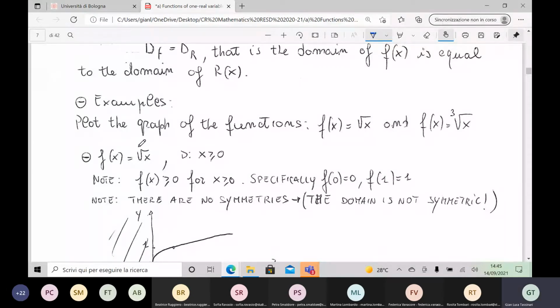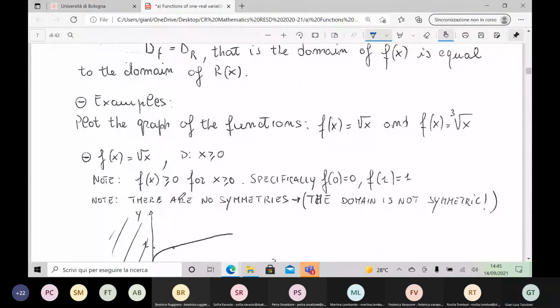Well, a square root, in its domain, is always positive. The square root of 9 is 3. The square root in its domain is always positive, and the domain is x greater or equal than 0. What happens when x is equal to 0? The square root of 0 is 0.